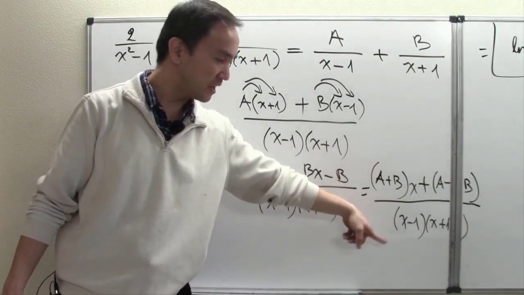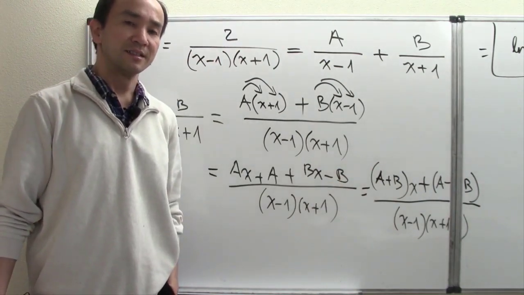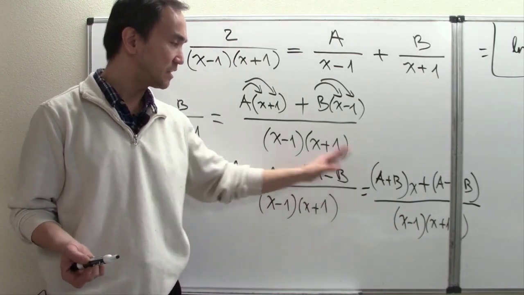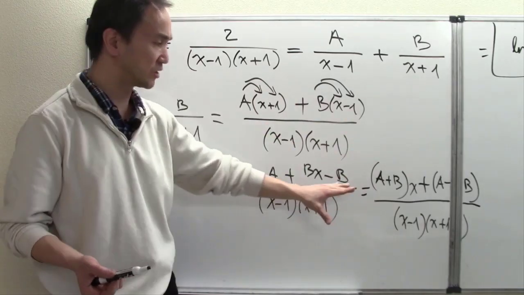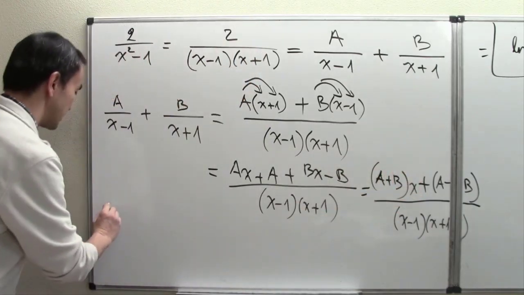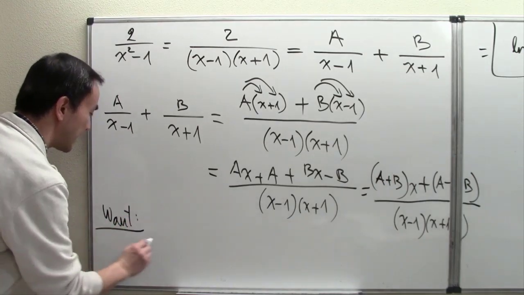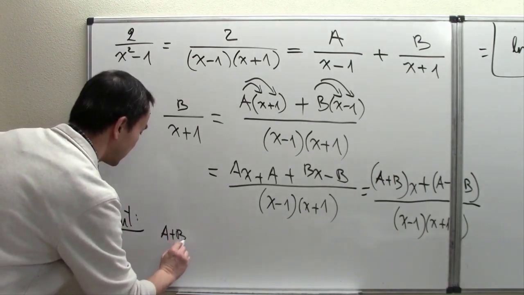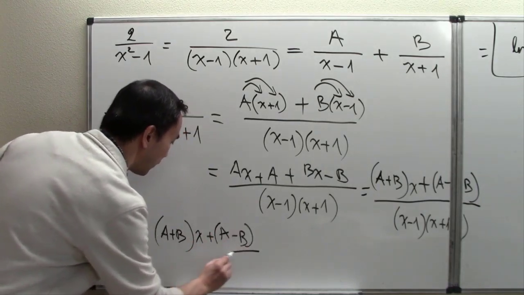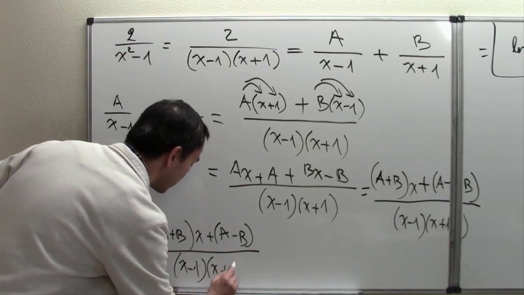And then the denominator here is just that same one right there, x minus 1 times x plus 1. Okay. So now think of this. The whole reason of doing this, as a goal, we want this here: we want that a plus b times x plus a minus b, all over x minus 1 times x plus 1, like that, right?